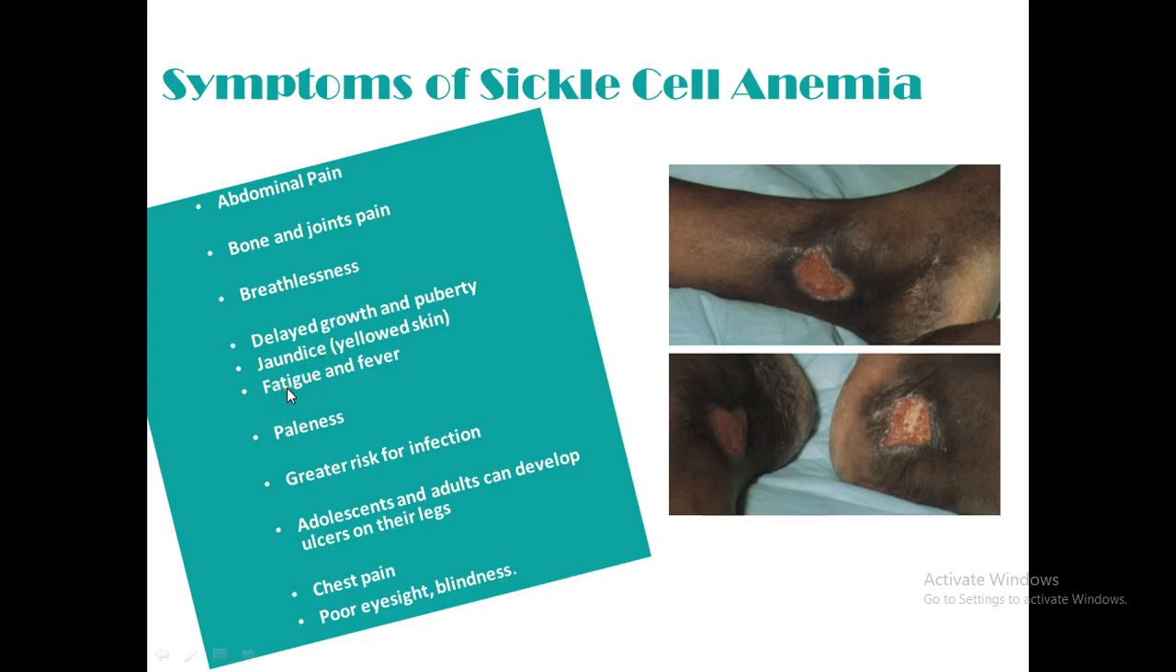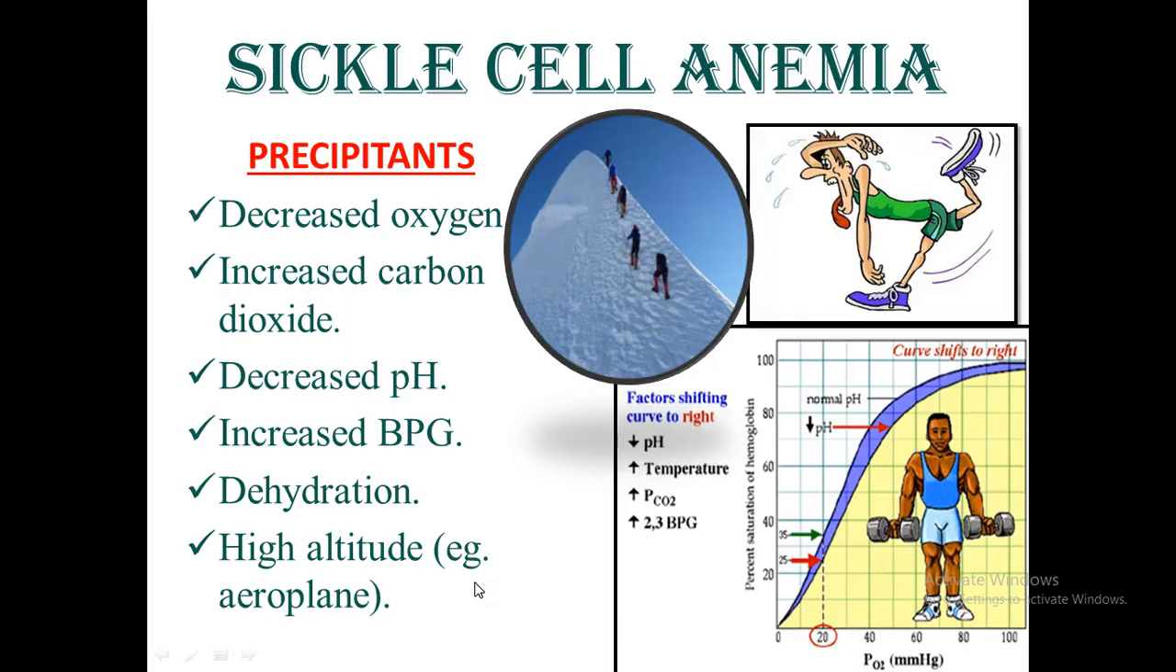The child feels fatigue all the time because there is inadequate oxygen being supplied to the muscles. And there is fever, which may be due to repeated infections. There is pallor, great risk for infection. Adolescents and adults can develop ulcers on their legs if there are infarcts here. Chest pain if there are infarctions in the myocardium. Sometimes there are infarctions inside the retina, which can lead to poor eyesight and even blindness.